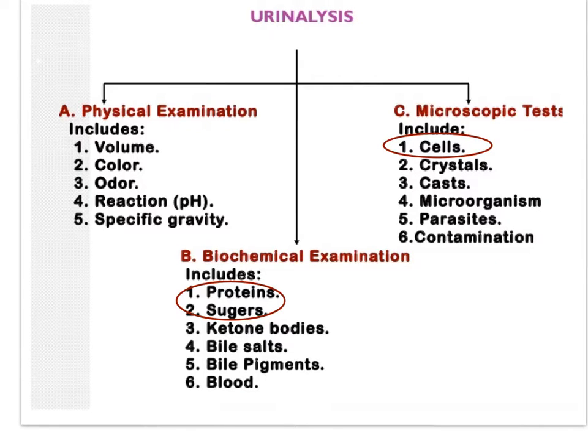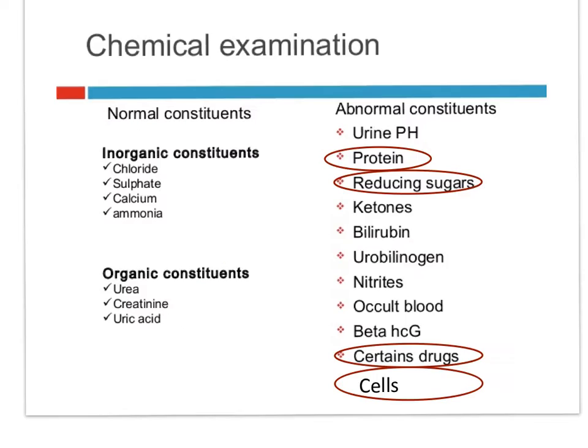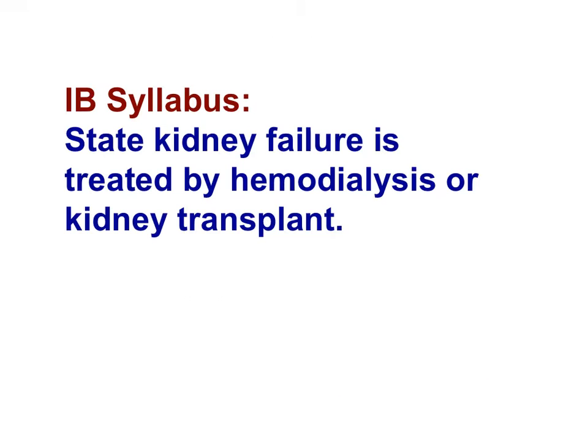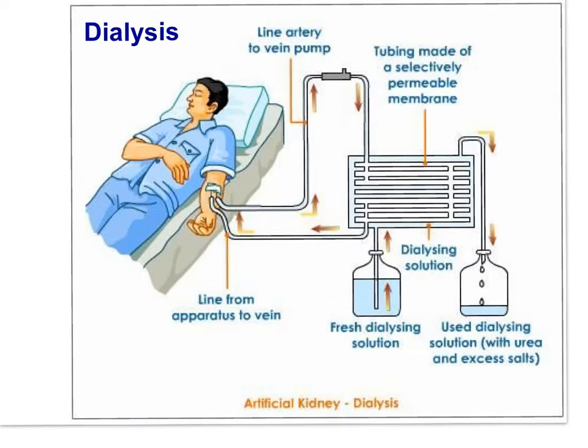The urine of a healthy person should not have proteins, glucose, or red blood cells. Chemical analysis of urine can also determine if a person has drugs in their bloodstream, for example, performance-enhancing drugs for athletes or dangerous recreational drugs. State that kidney failure is treated by hemodialysis or kidney transplant.